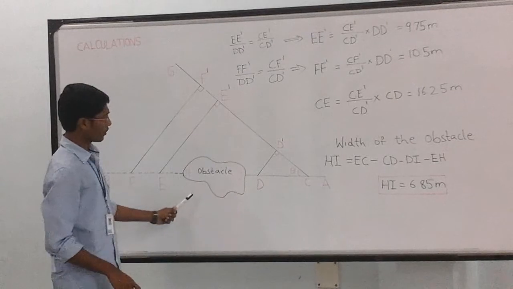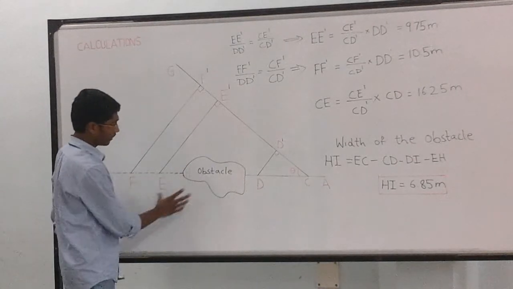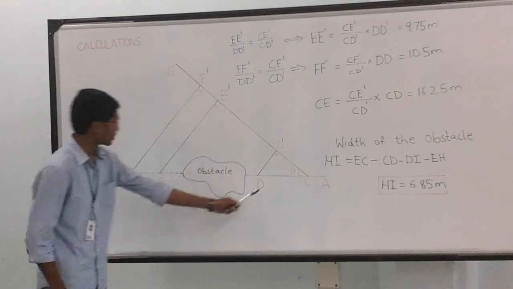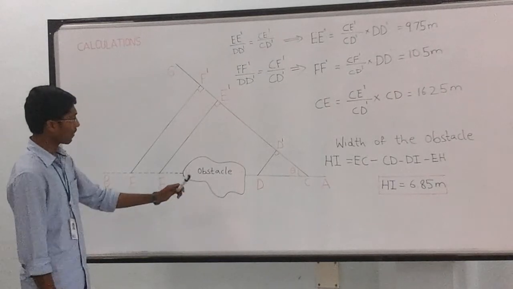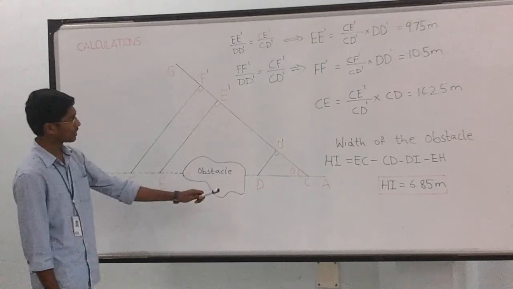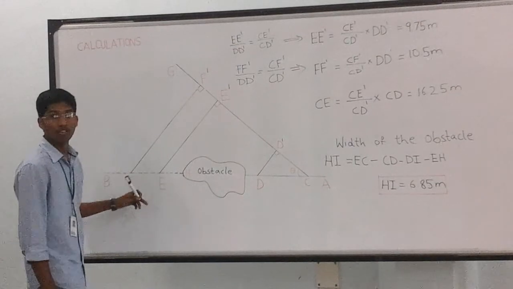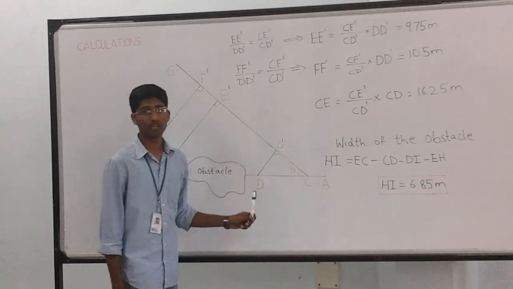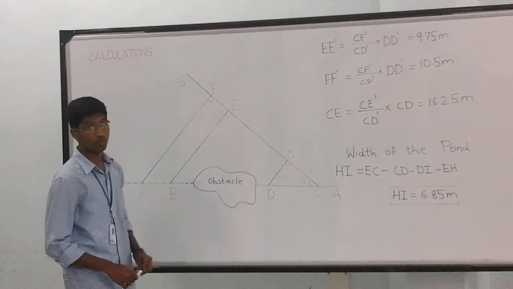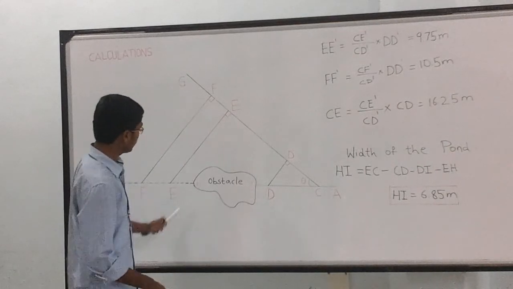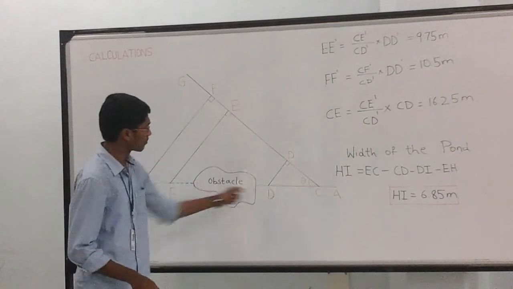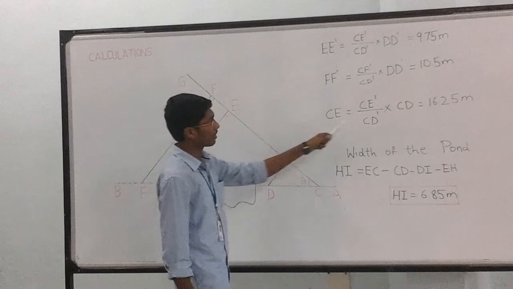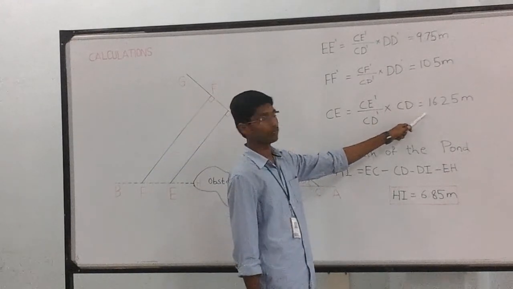Now, in order to calculate the width of the obstacle HI, we need to subtract the values CD, DI and HE from CE. To calculate the value of CE, we can use the triangle CEE dash. The value of CE can be calculated either by Pythagoras theorem or by the similar triangles method. We can use Pythagoras theorem for the triangle CEE dash, or from similar triangles we can find the value of EC, for which the formula is as follows. And the value of CE is 16.25.